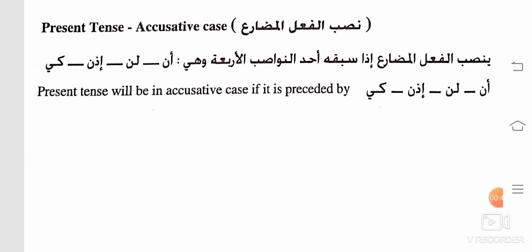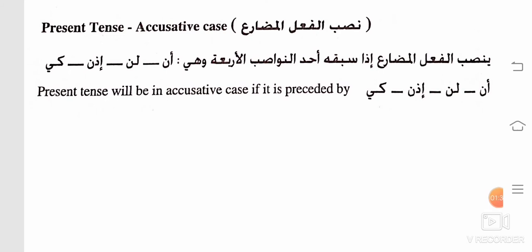Then next, what we have to learn, how to give nasb, accusative case for fi'l mudari. So this is the rule. Yunsabu fi'l mudari idha sabakahu ahadun nawasibil arba. There are some letters, four letters, that give fi'l mudari accusative case. It gives nasb for fi'l mudari. It gives fatah for fi'l mudari. Accusative, nasb, and fatah, these all are one meaning.